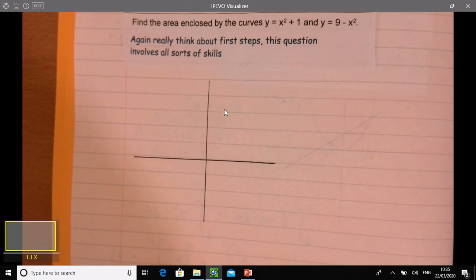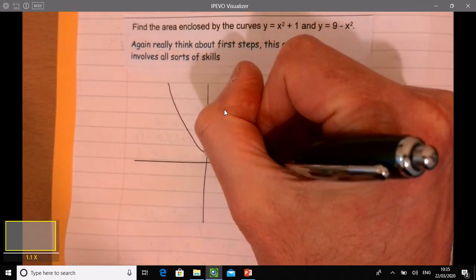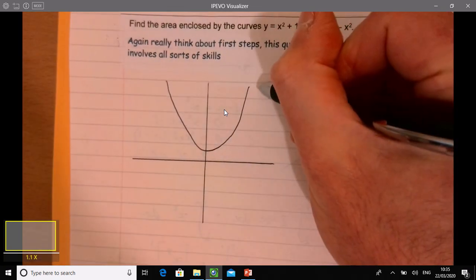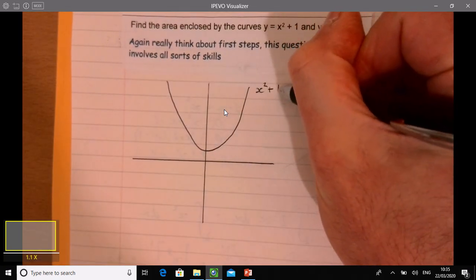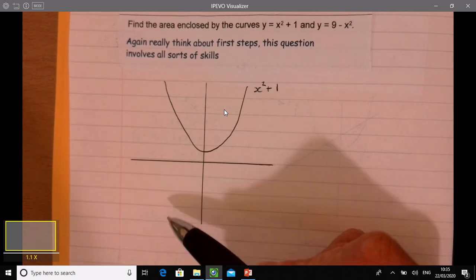Okay, so we've got x squared plus 1. So x squared plus 1, a little bit like that. Remember, if you are drawing a sketch, do write next to your curves, your lines, what it actually is, especially if you end up getting a few on there.